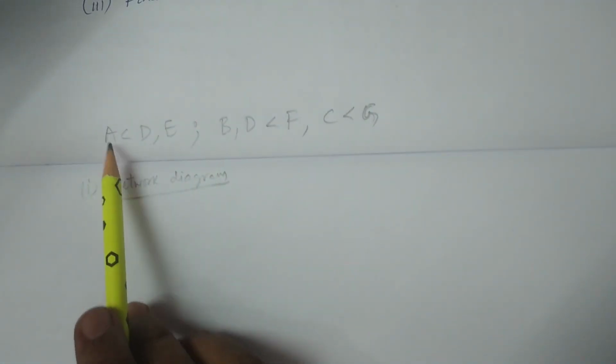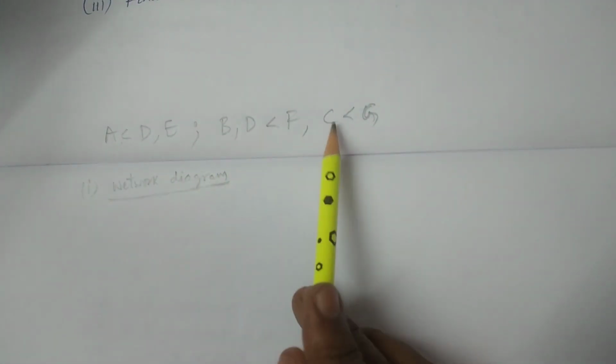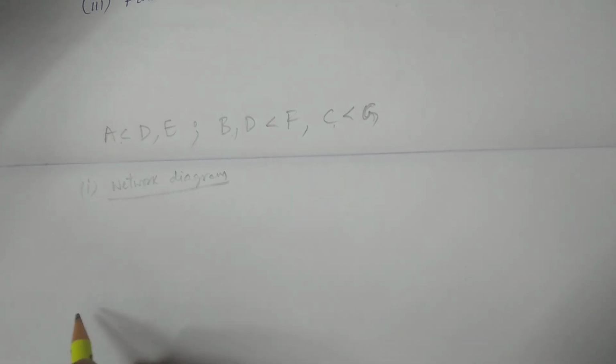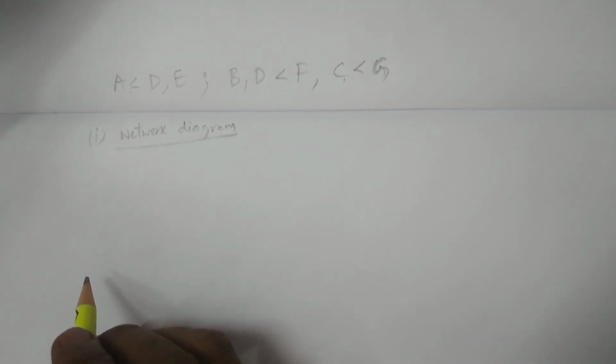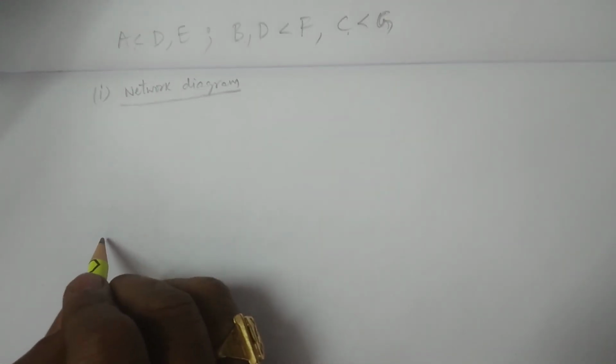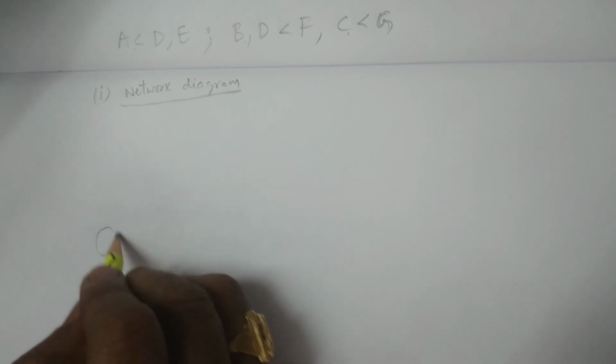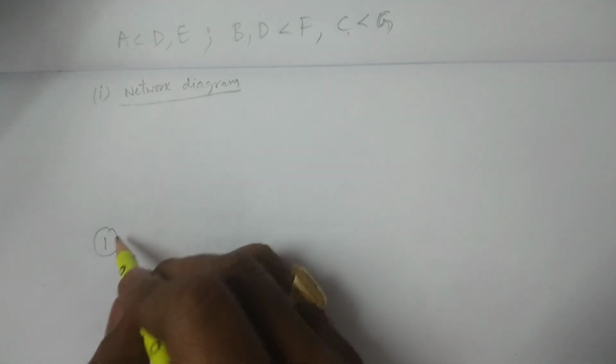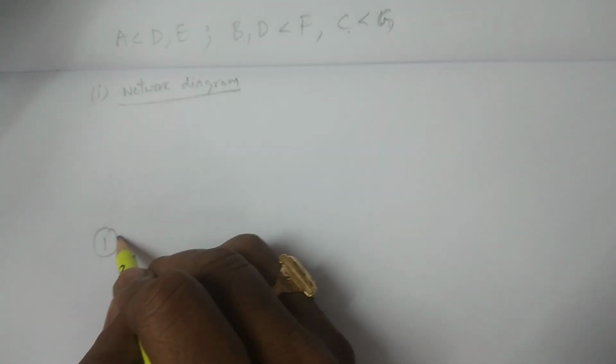If you consider, there are three activities A, B, and C which do not have any activities before them, which are called starting activities. Therefore, I'm taking the first node, the first event 1 here, so that I connect with another event 2. So I'm considering it like this.